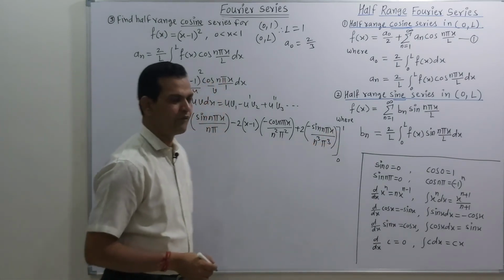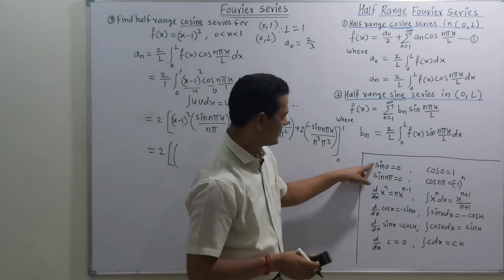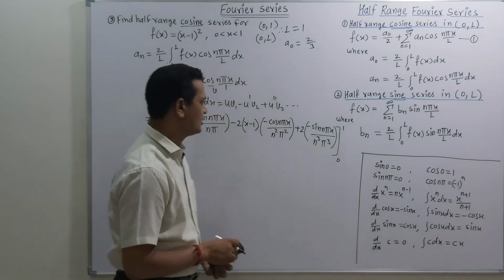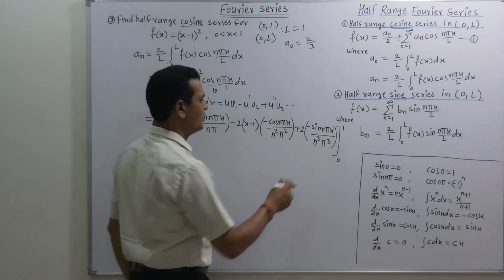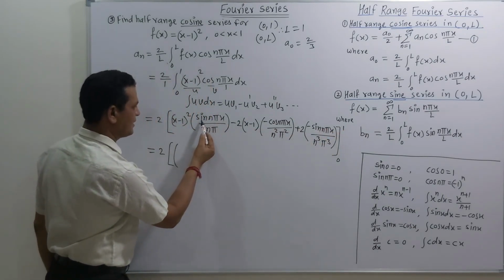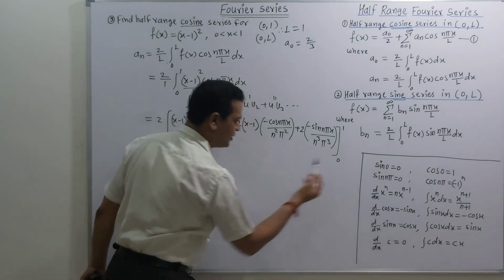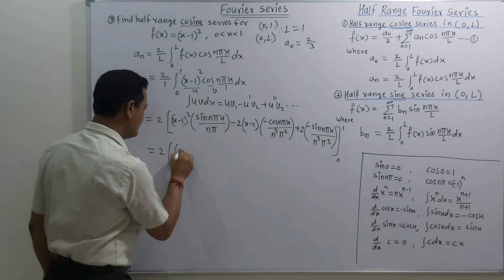Now here the upper limit is 1. Whenever we put the value of the limit, generally concentrate on the sine term, because the sine term is always 0. If we put x is equal to 1, then we get sine of n pi, and the value of sine of n pi is 0. This is the first reason this term is 0.